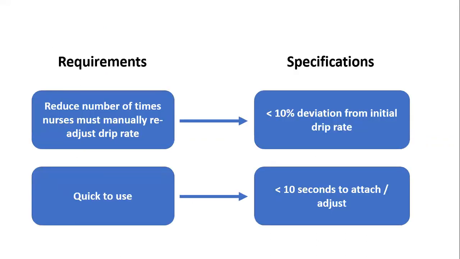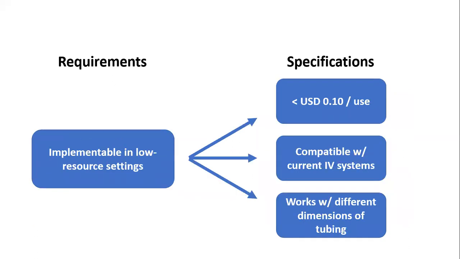So the recs and specs are paraphrased here, and we determined them from conversations with Mr. Ashumpong and GHDI interviews. Our partners want a less than 10% deviation from the initial drip rate and for the solution to take less than 10 seconds to attach or adjust. Additionally, the solution needs to be implementable in low resource settings, so we determined that it should cost less than 10 cents per use, whether it's reusable or not, and be compatible with current IV systems. In addition to this, we want it to be able to work with different dimensions of tubing.